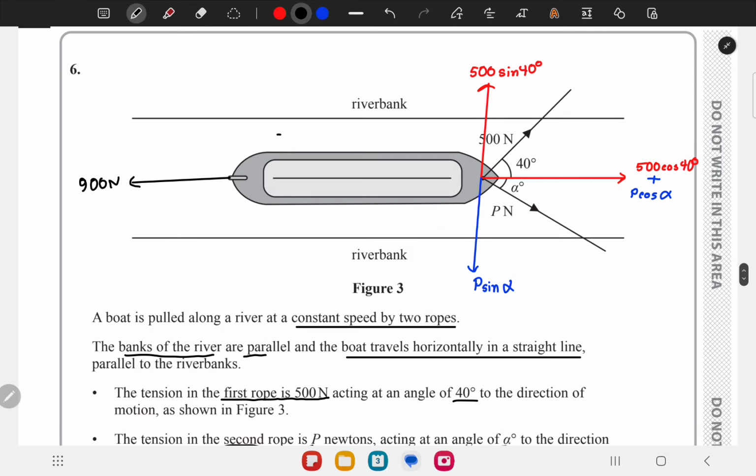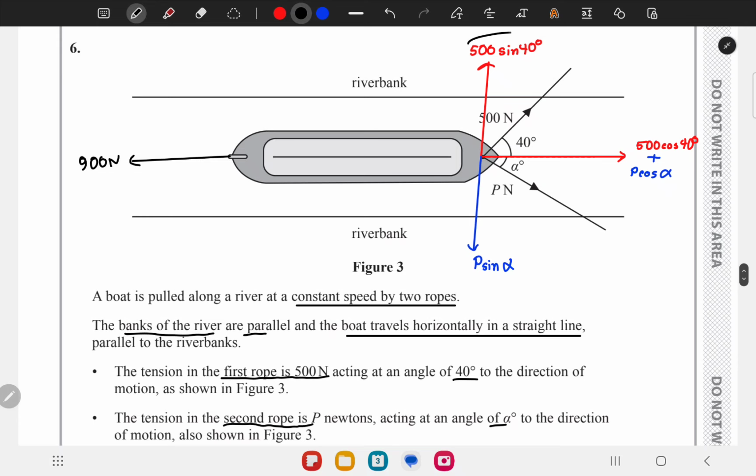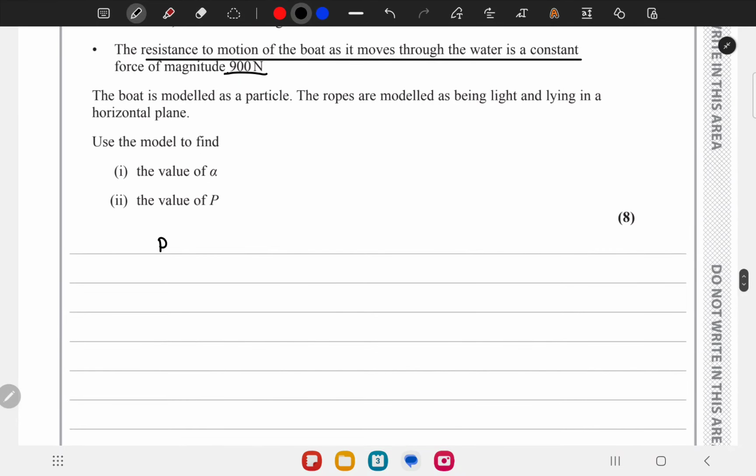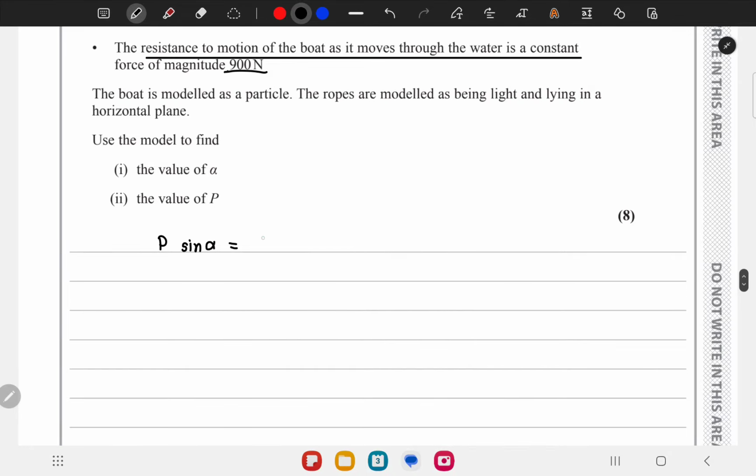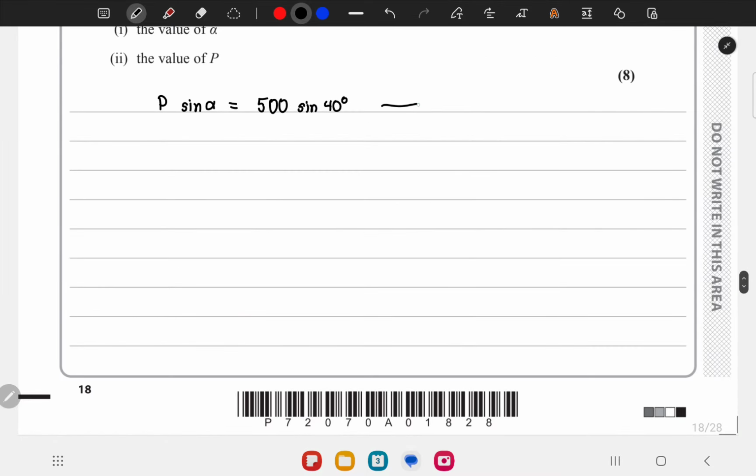Since the boat is moving parallel to the river bank, the upward force and the downward force must be equal. So this is our first equation. P sine alpha is equal to 500 sine 40. This is equation 1.